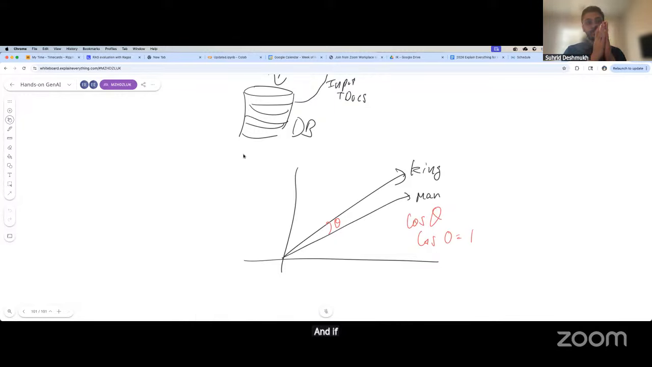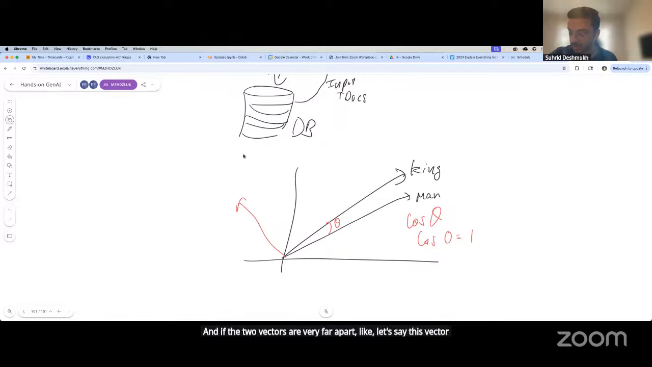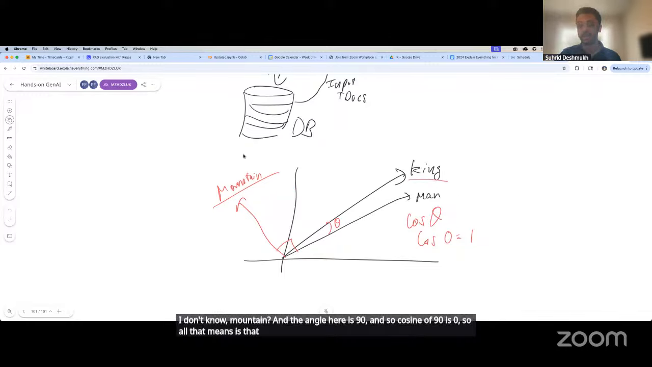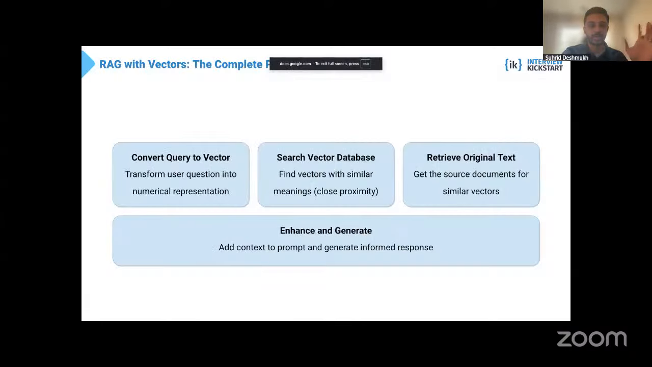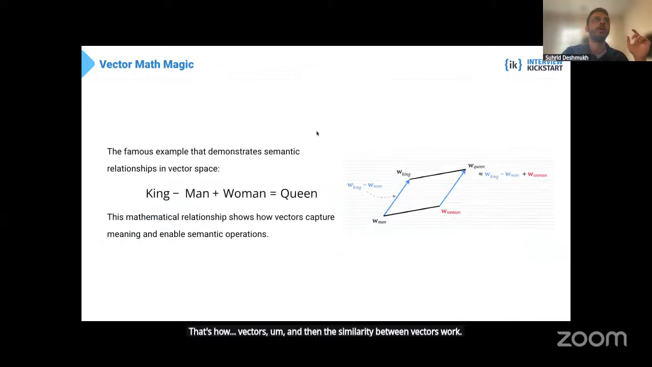And if the two vectors are very far apart, like let's say this vector here is, I don't know, mountain, and the angle here is 90, then cosine of 90 is zero. So all that means is that mountain and king are very different. King and man are close. So that's how vectors and the similarity between vectors work.